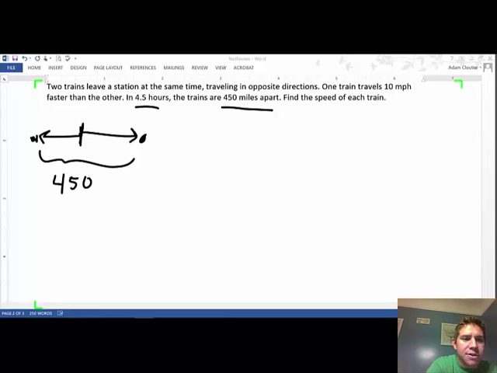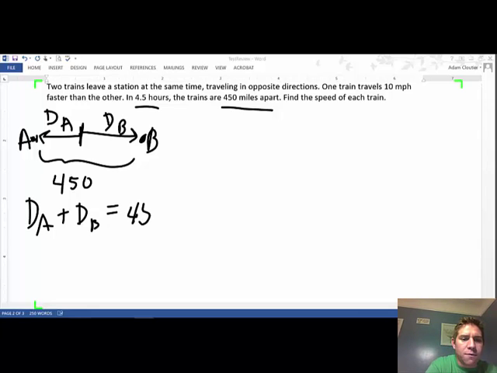In other words, the distance for train A, and we'll call this A, and the distance for train B, when we add those two distances together after 4.5 hours, distance A plus distance B, we get a total of 450 miles. So basically, this is the foundation for our equation.